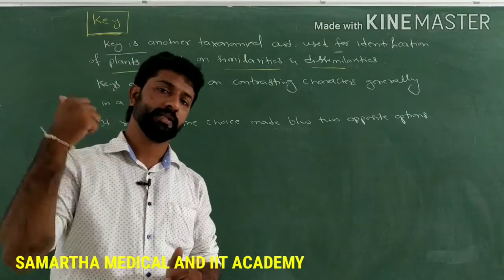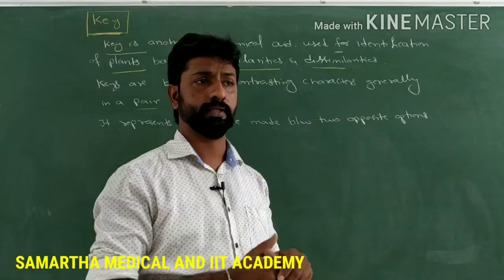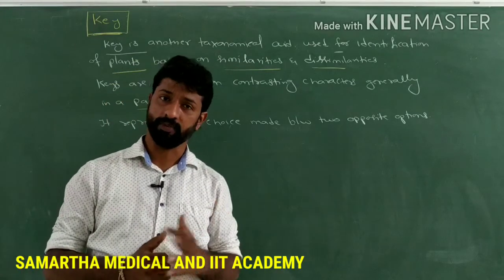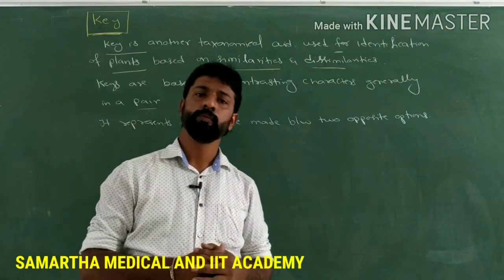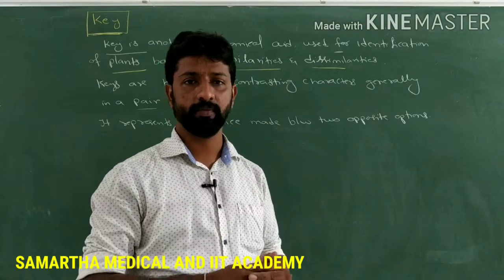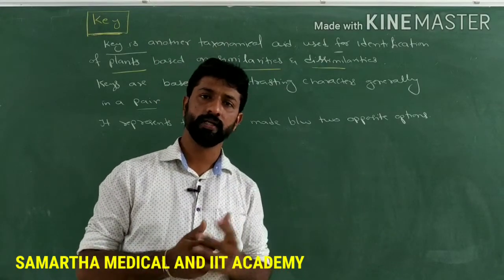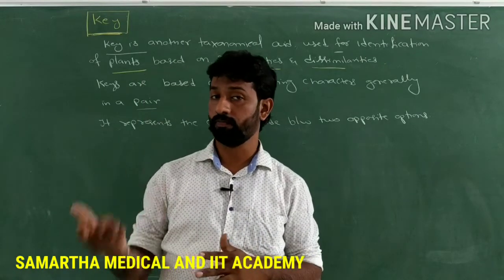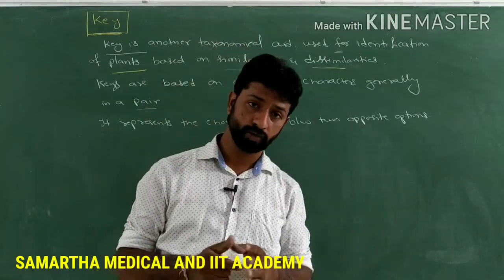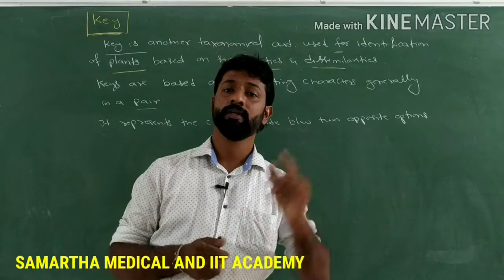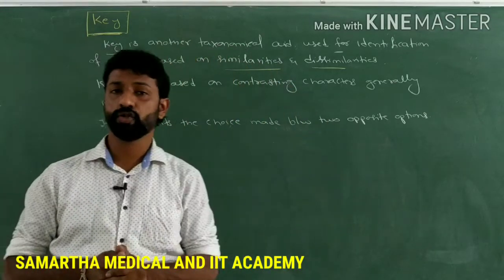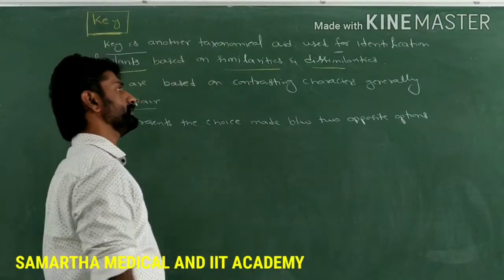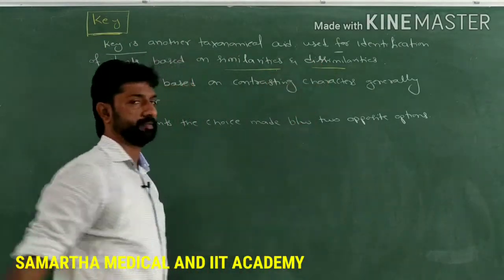But a zoological park is the taxonomical aid that helps in the study of animals. In a museum, both animal as well as plant species can be preserved. Botanical garden is only for plants. Herbarium also applies only to plants. Similarly, keys are also applicable only for the identification of plants based on similarities and dissimilarities between them.